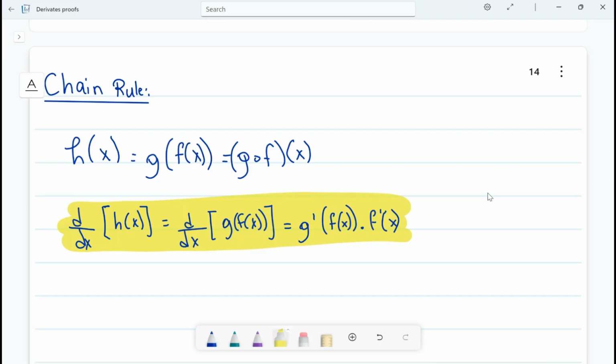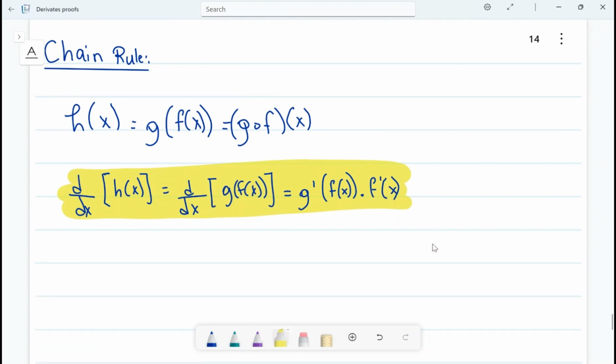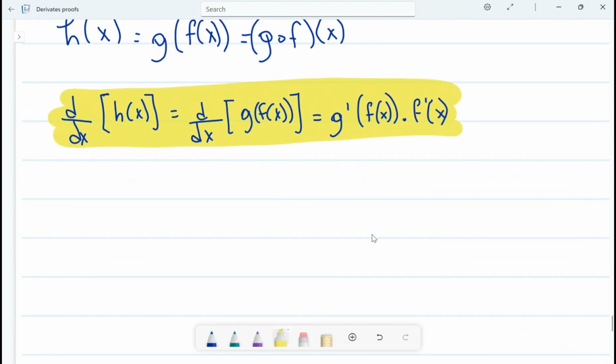And we will now move to the chain rule. So let's say we have a function h of x, and h of x is equal to g of f of x. We can write this as g of f of x. Both notations are okay. So the derivative of h of x is equal to the derivative of g of f of x, which is equal to the derivative of g evaluated at f of x times the derivative of f of x.